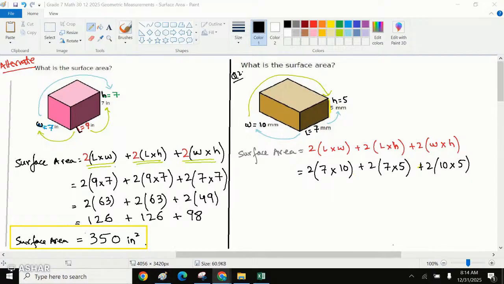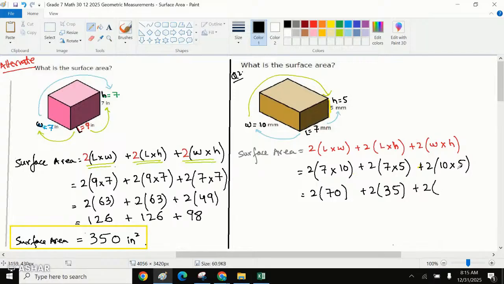Okay. So what we need to do is make combinations of everything. The length has to be multiplied by width. Length goes with height and width goes with height as well, right? So once we start multiplying them, 7 multiplied by 10 is 70. We know how to multiply the numbers ending in 0. 7 into 5 is 35.